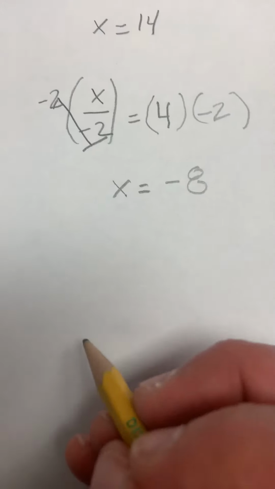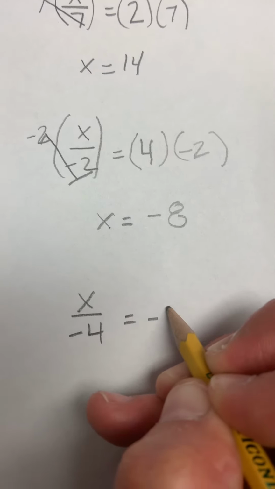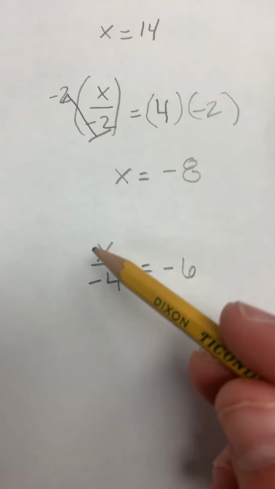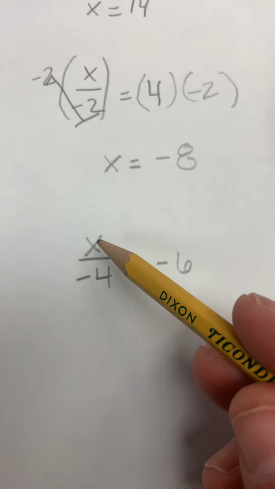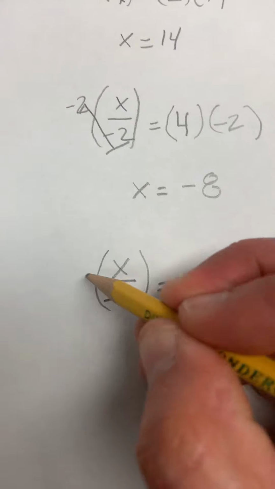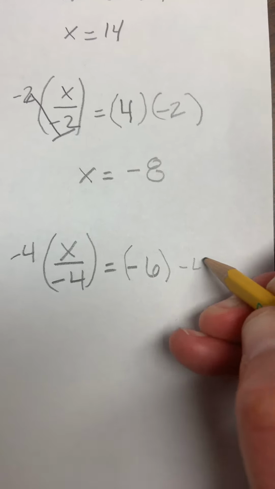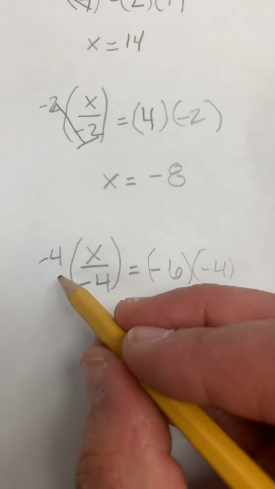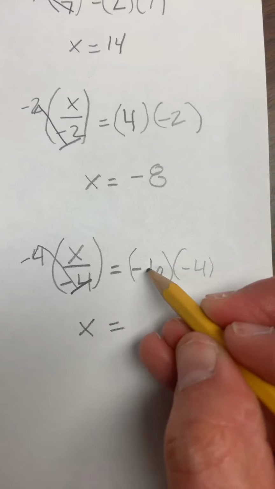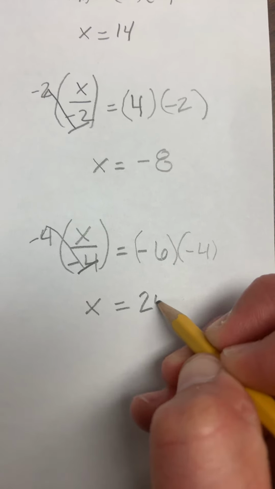In my last example, let's try x divided by negative 4 equals negative 6. That's okay that we have 2 negatives. I still have a division problem because a fraction is dividing. If I have a number divided by negative 4 equals negative 6, I solve division by multiplying. Multiply both sides by negative 4. So negative 4 divided by negative 4, that's going to give me 1. I just have x there. A negative times a negative equals a positive. So 6 times 4 is 24.